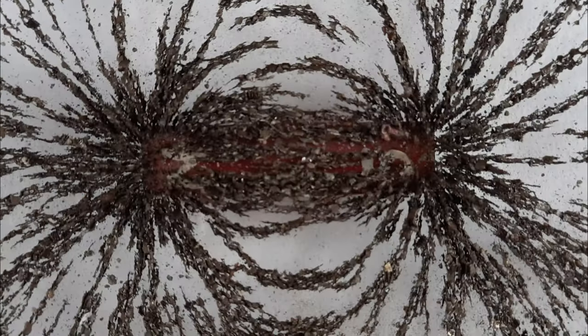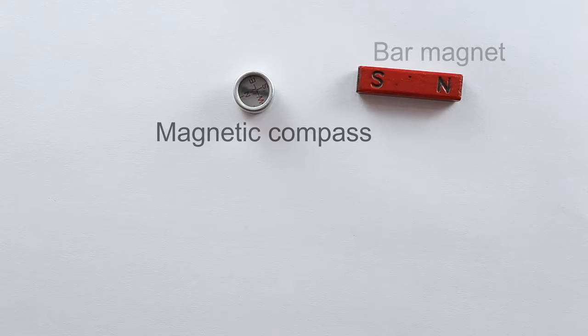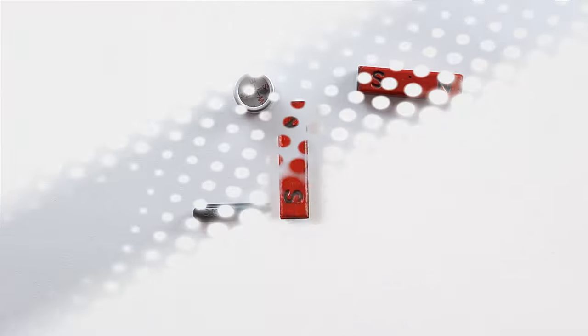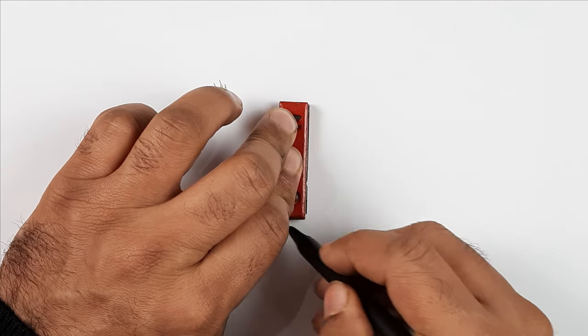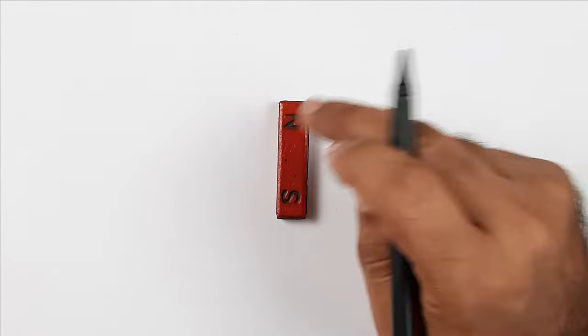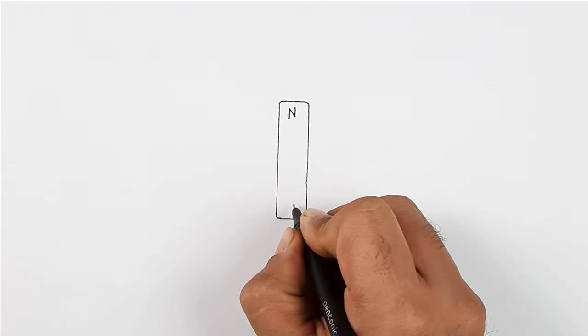We are now going to trace magnetic field lines of a bar magnet. For this, we need a white paper, a bar magnet, a small magnetic compass, and a pen. Draw the boundary of the bar magnet with the help of a pen. Mark north pole of the bar magnet as N and south pole as S.